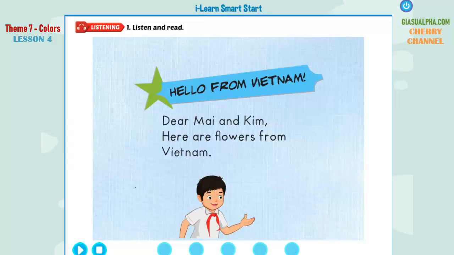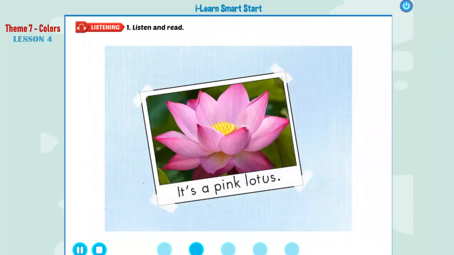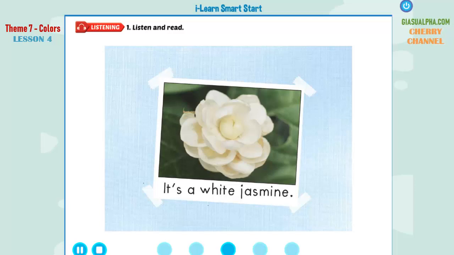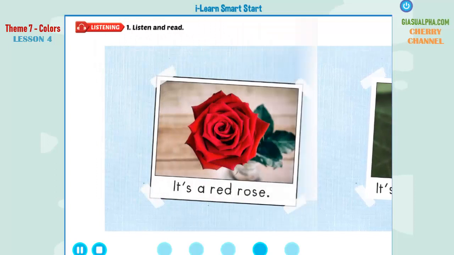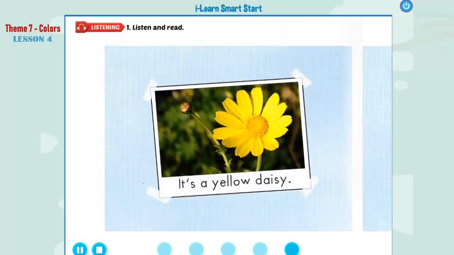Listening. 1. Listen and read. Dear Mai and Kim, here are flowers from Vietnam. 1. It's a pink lotus. 2. It's a white jasmine. 3. It's a red rose. 4. It's a yellow daisy.